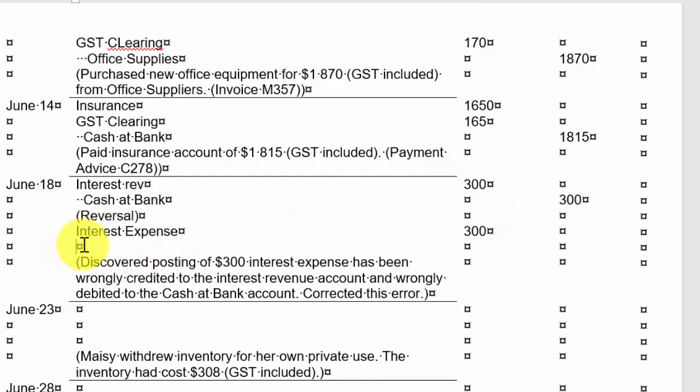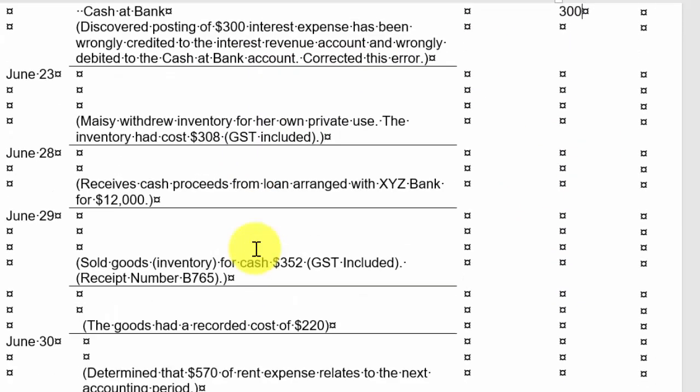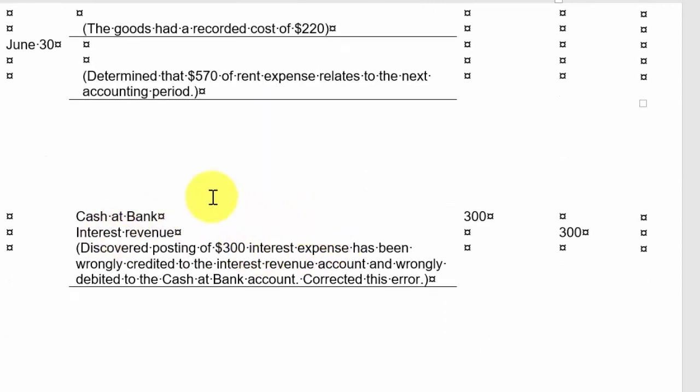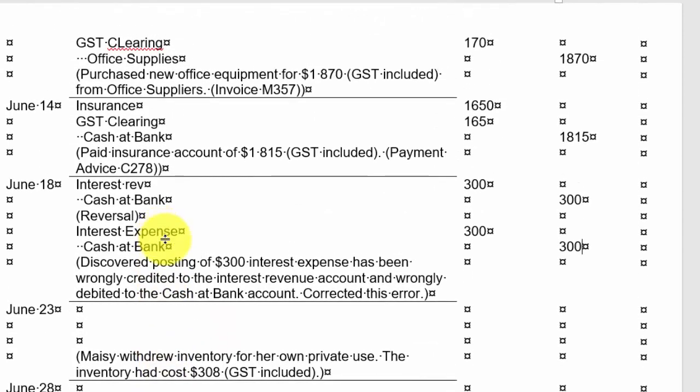And cash at bank should be a credit in this instance, because it's an expense and not a revenue. So you can see that the cash at bank account would have been out by $600, the total effect of this rather silly mistake. But I worked it out by putting in the initial mistake and then saying, okay, I've got to reverse that out, and then I had to correct it. It's quite a difficult entry.